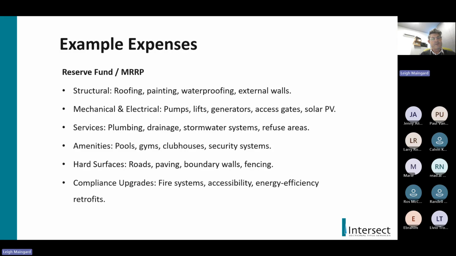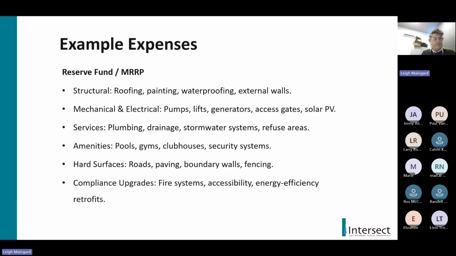Examples of reserve fund or maintenance plan expenses on a structural basis: roofing, painting, waterproofing, external walls, boundary walls. Mechanical and electrical will be pumps, lifts, generators, access gates, solar, if it has any solar. Services being plumbing services, drainage, stormwater systems, refuse areas. Also will be included there is electrical as well, although mechanical and electrical could also be an item under which the electricity will fall.